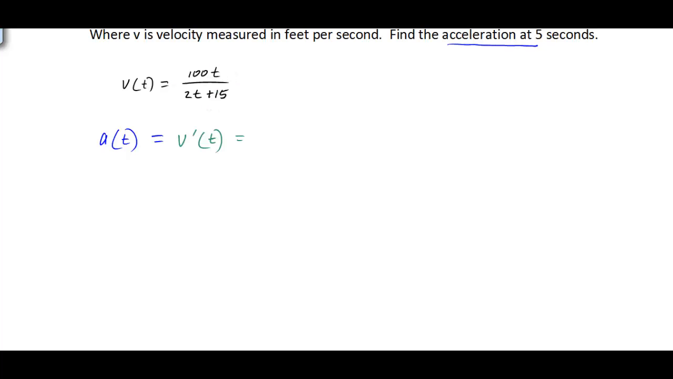Well, hopefully you can see that we're going to have to use the quotient rule because we're dividing here. And recall the quotient rule says that we're going to take the bottom function, 2t plus 15, and multiply that by the derivative of the top, which would simply be 100, minus the top function multiplied by the derivative of the bottom function, which is simply 2, and all of this is divided by the denominator squared.